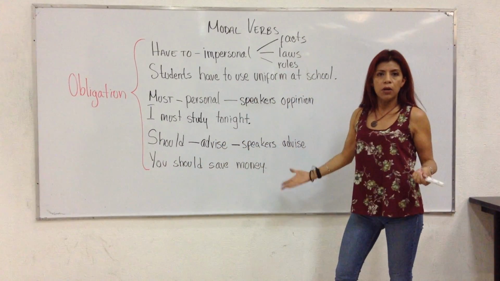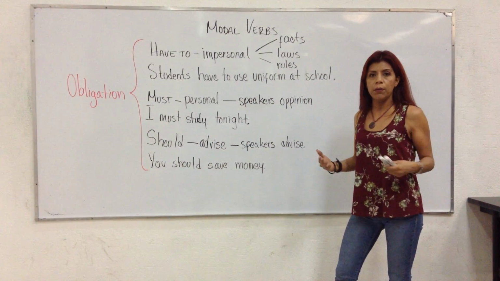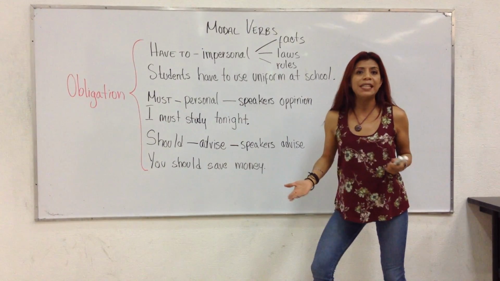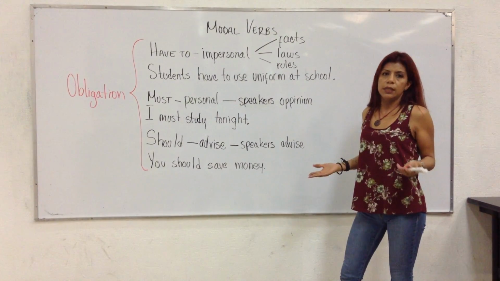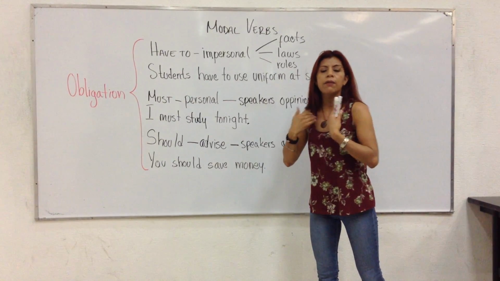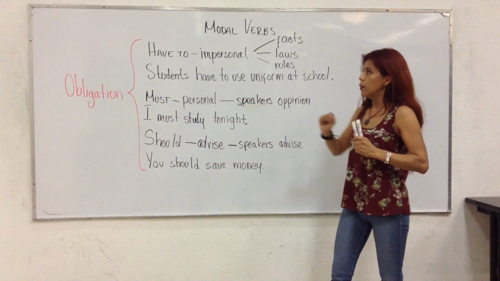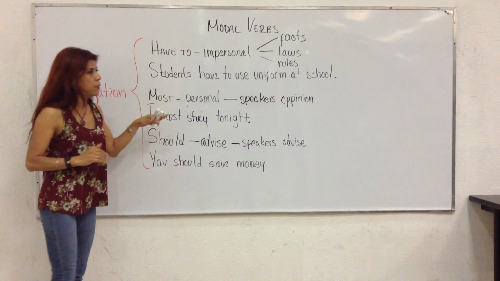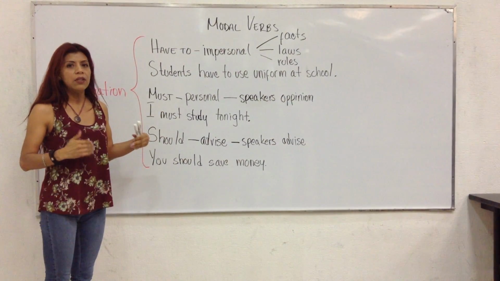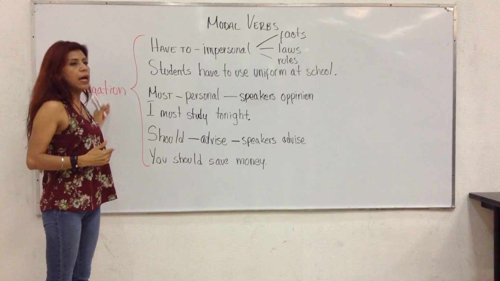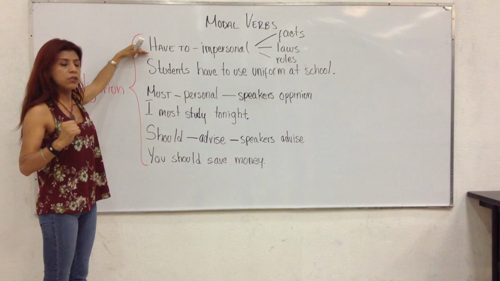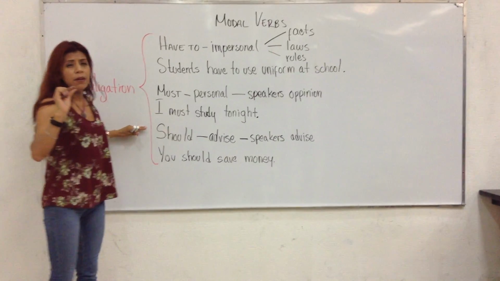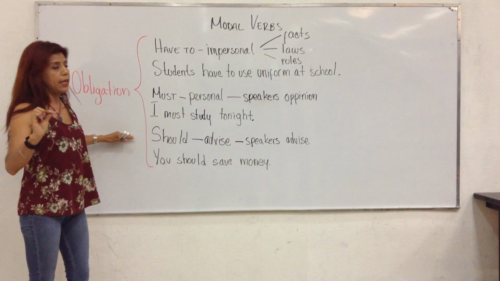You should save money. It is very important for people to save money. But if you don't want to follow that advice, you don't have to. Okay? It's just my advice for you. So here the three different modal verbs are used in order to express an obligation. This is a very, very strong obligation. This is a middle obligation. And this is a very, very light obligation.